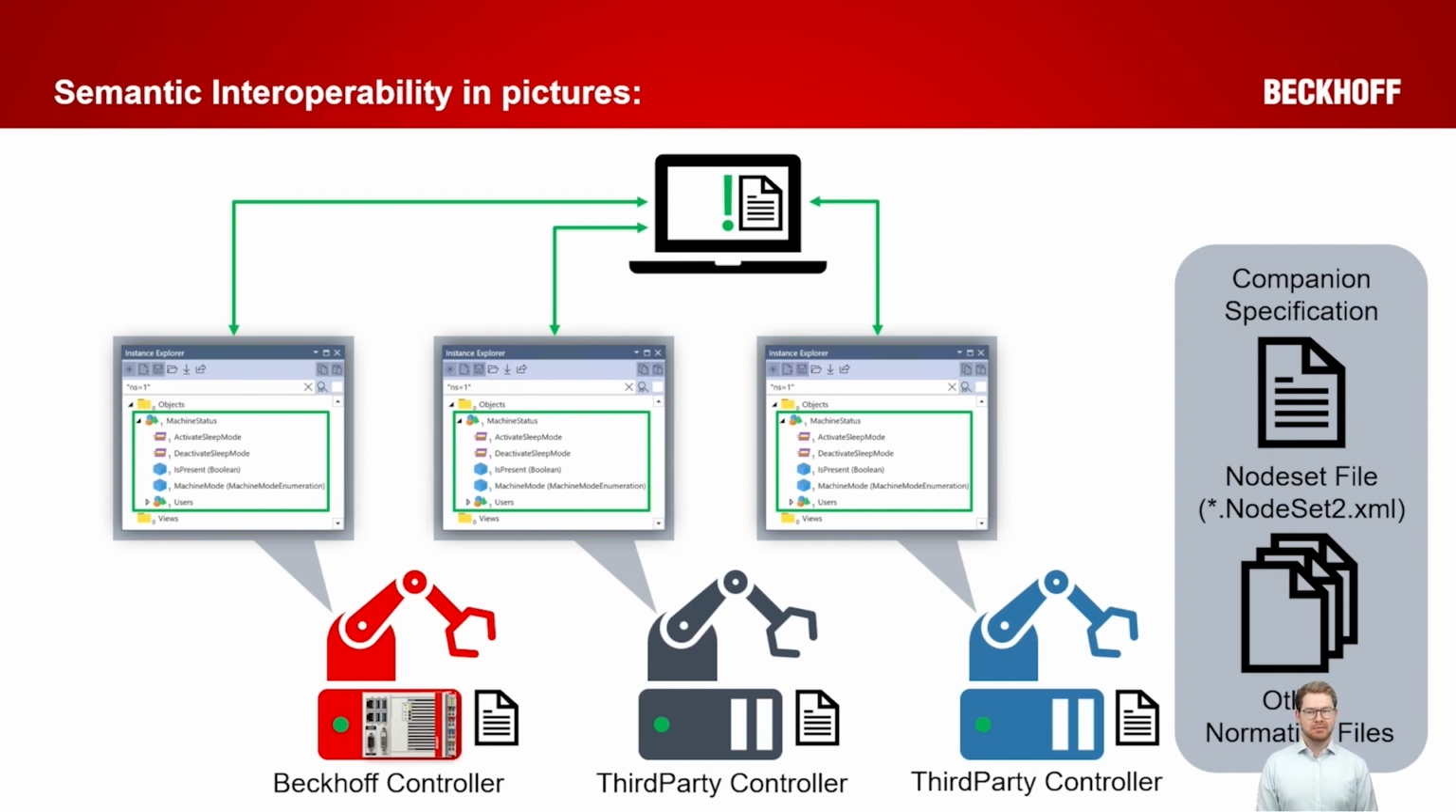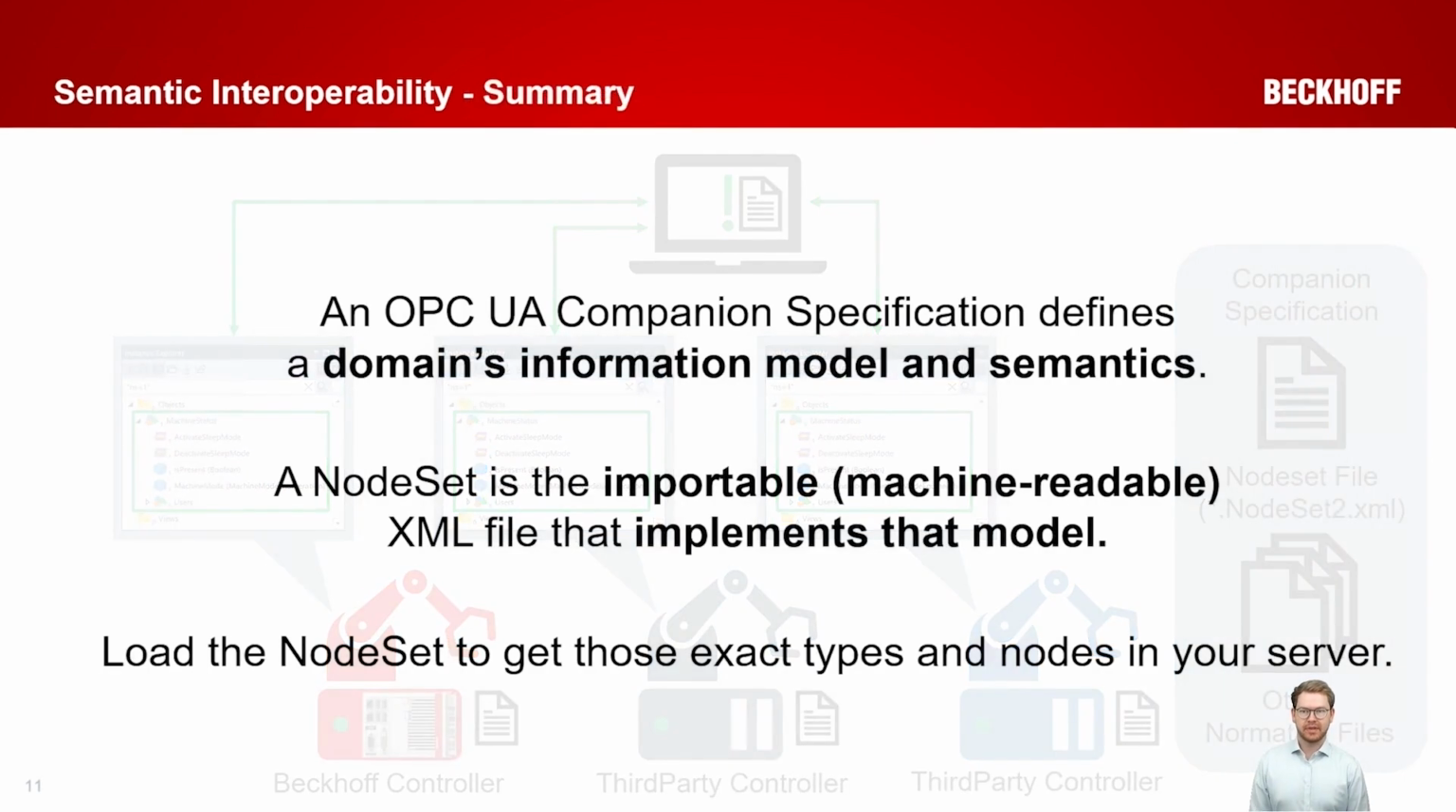And to sum this all up, an OPC UA companion specification defines a domain's information model and its semantics, with domain in industry meant, for example, the wind industry or the packaging industry. And a Nodeset is the importable, machine-readable XML file that implements that model. And basically, load the Nodeset to get those exact types and nodes in your server. That's what I want you to take away from this introduction.